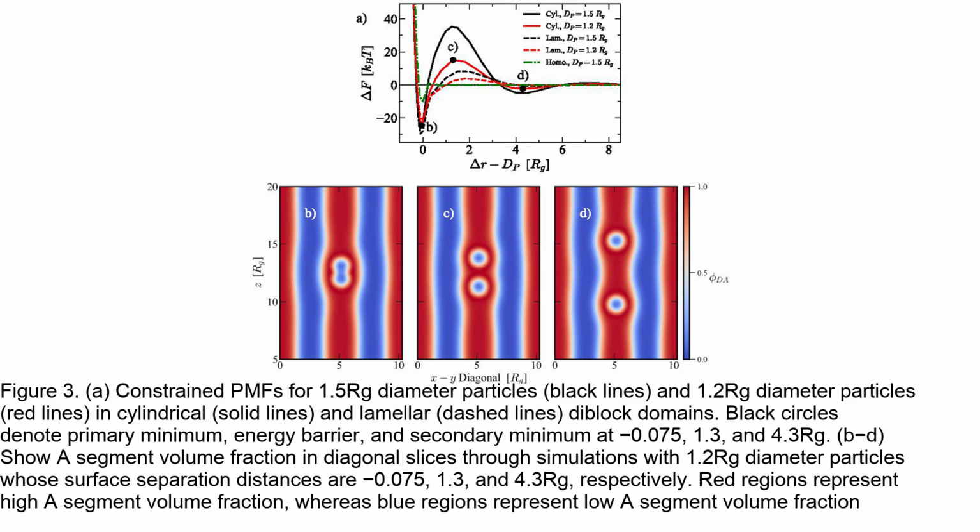Discussion of the PMFs for bare NPs in cylindrical and lamellar diblock copolymer domains. The PMFs show the effective interaction energy between the particles as a function of the distance between their surfaces. The presence of multiple minima separated by energy barriers indicates the presence of complex particle-particle interactions. The effects are primarily attributed to the chain stretching and compression near the AB interface induced by particle-particle interactions.